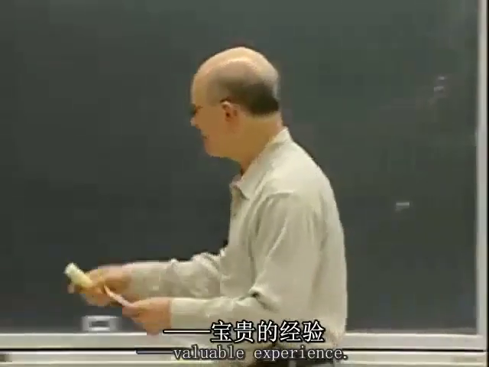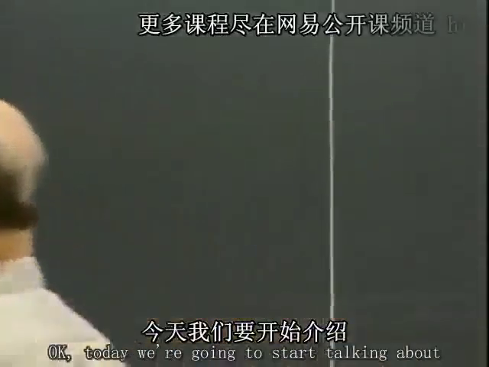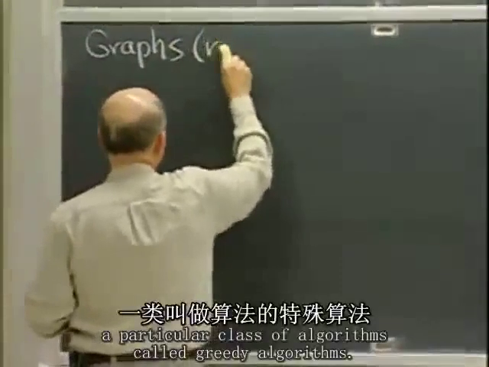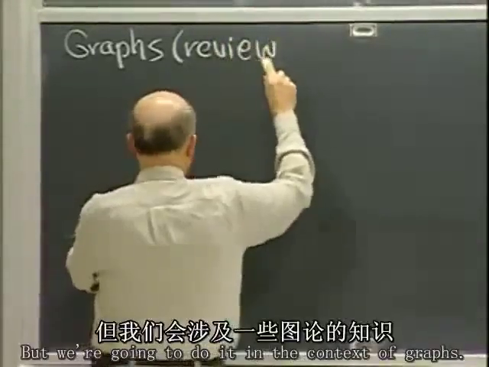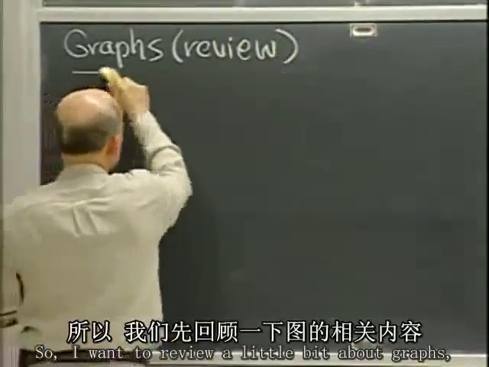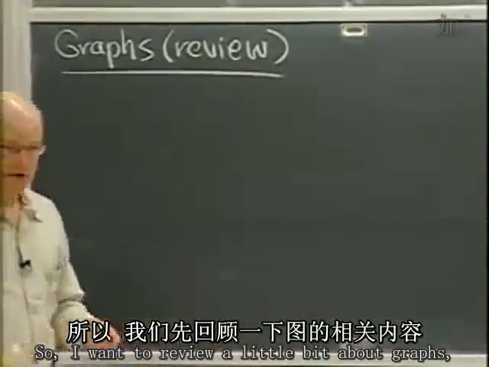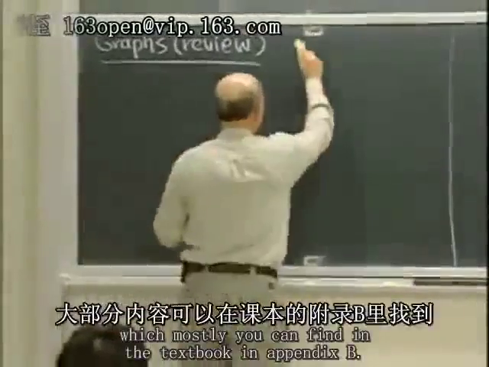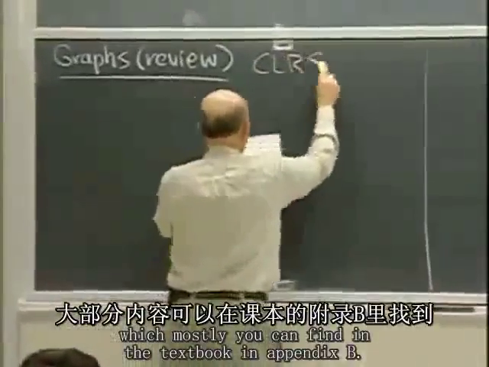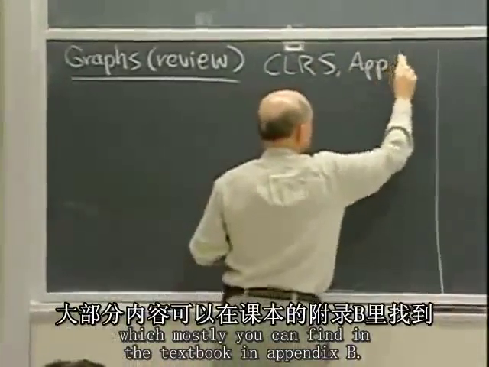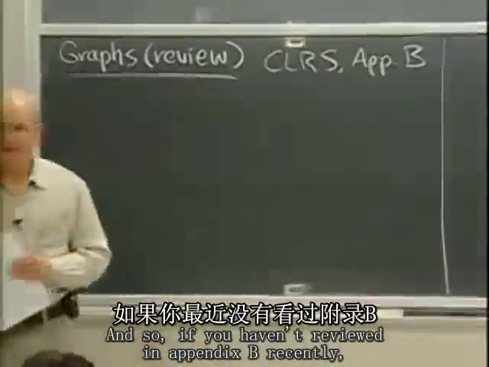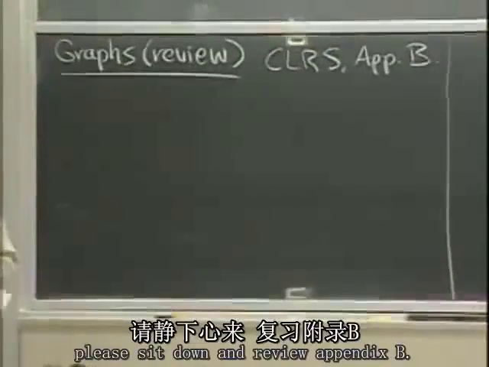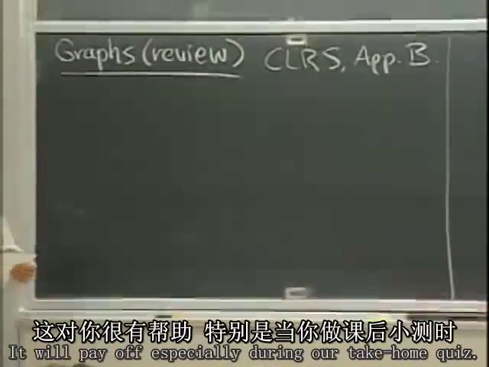Okay, today we're going to start talking about a particular class of algorithms called greedy algorithms, but we're going to do it in the context of graphs. So I want to review a little bit about graphs, which mostly you can find in the textbook in Appendix B. If you haven't reviewed Appendix B recently, please sit down and review it. It will pay off, especially during our take-home quiz.